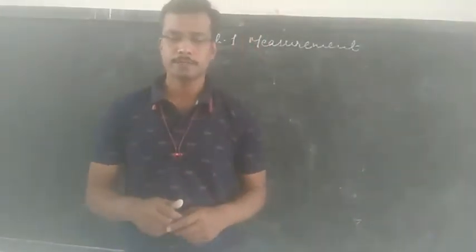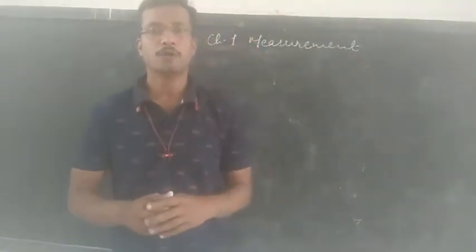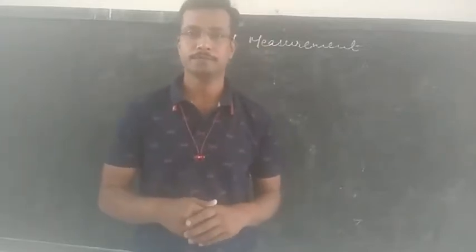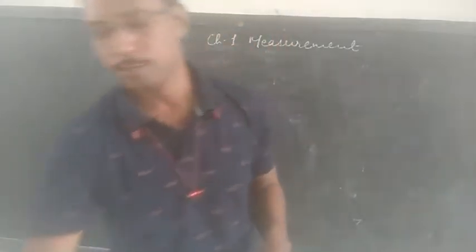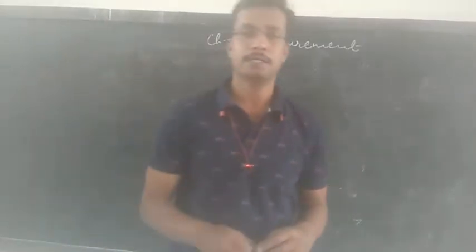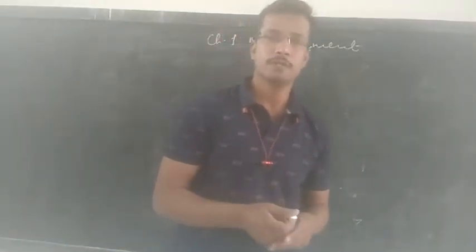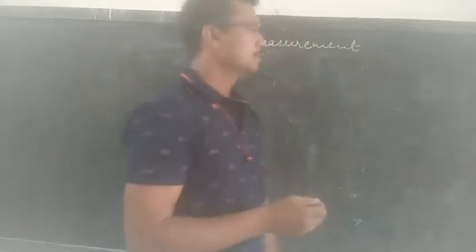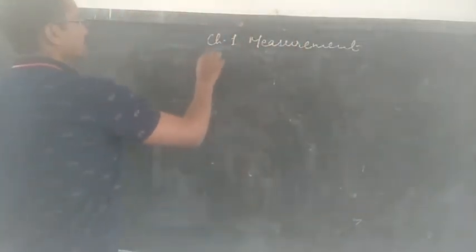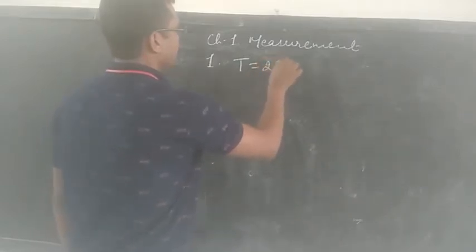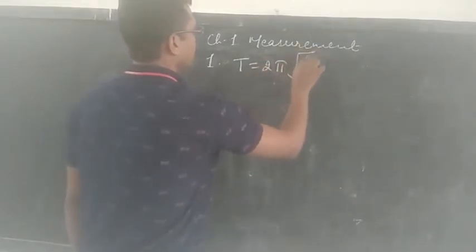Good morning, students. We will try to solve some numericals based on simple pendulum today. So before we come to the numericals part, let us see the main formulas to be used while solving the numericals. So the formulas are: number one, T is equal to 2 pi under root L by g.